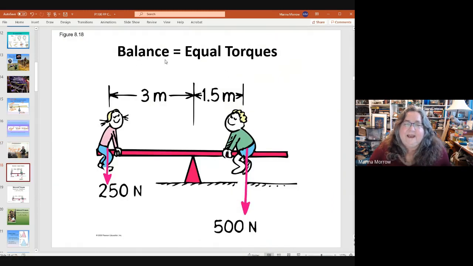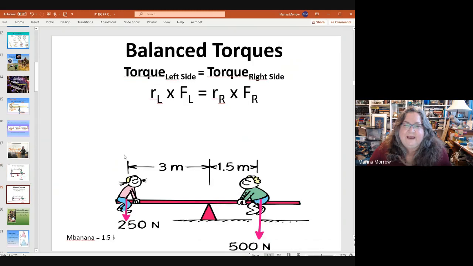Now, when things balance, it's because they have equal amounts of torque. So here we have our classic fulcrum, and we have a large seesaw here. When we're talking about equal torques, what you're talking about is the torque on the left side balancing the torque on the right side.